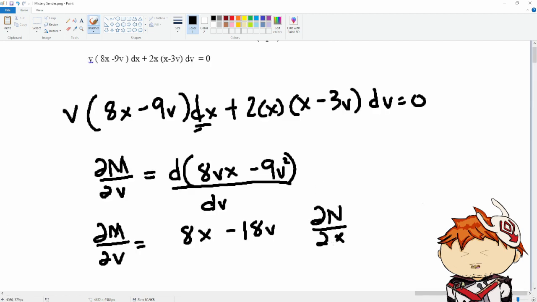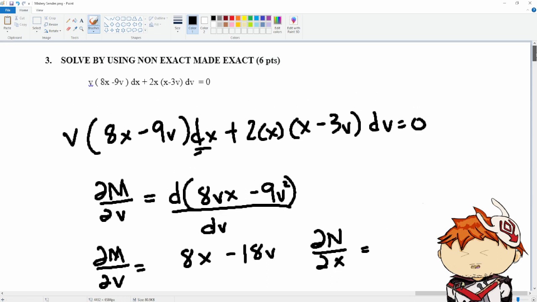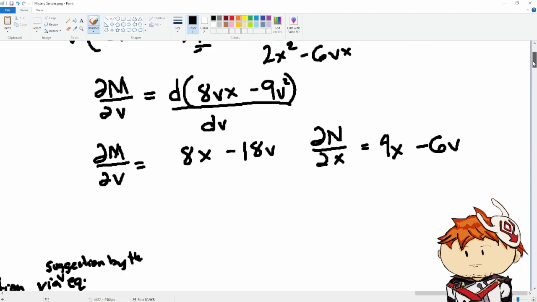and with respect to x, so this will become, wait, is this 2x? Yeah, this is 2x squared minus 6bx, right? So this will become 4x with respect to x minus 6b, right? So it's not exact. Therefore, not exact.